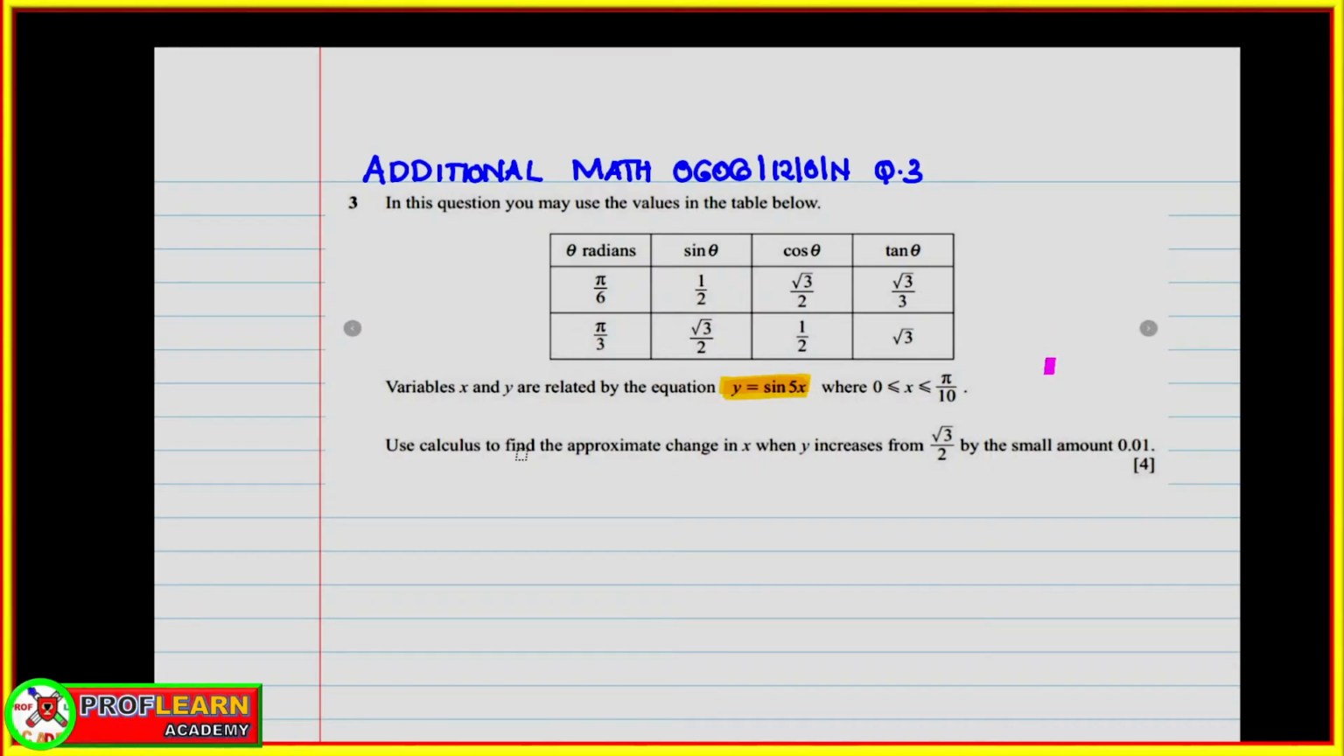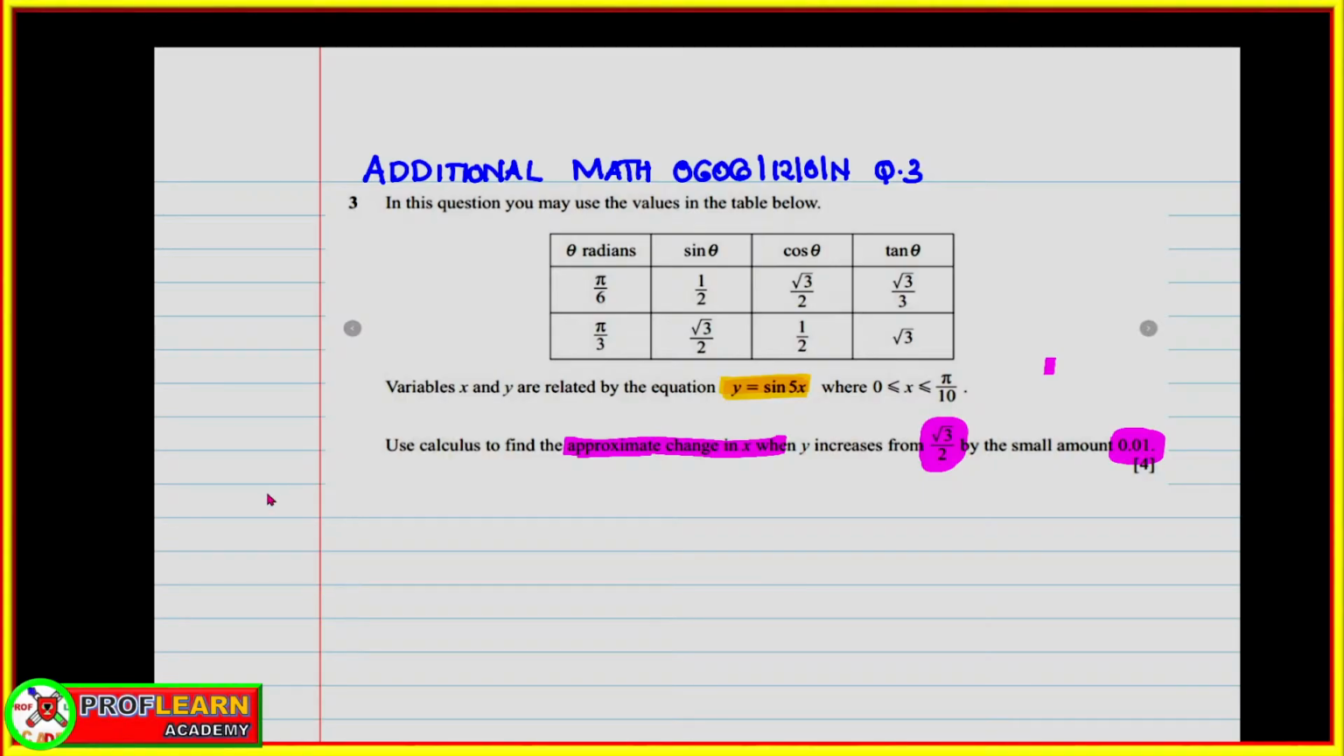Now, use calculus to find the approximate change in x when y increases from this by this particular amount. So, how are we going to work around this question? There are a few things that we're going to remember here, a few things that we have to put into perspective, because we are looking at the small increment or approximate change in x using calculus.